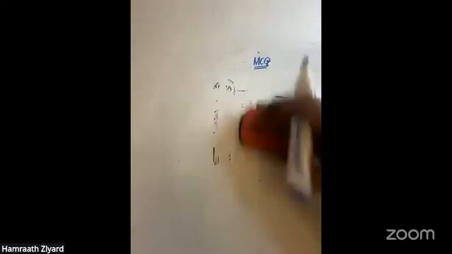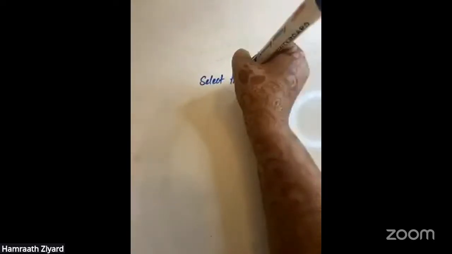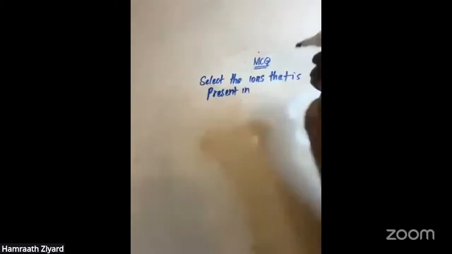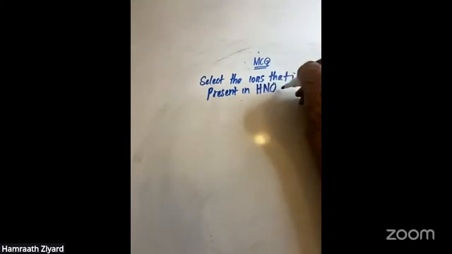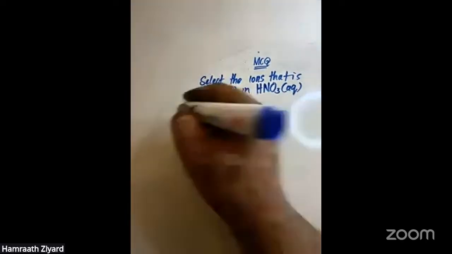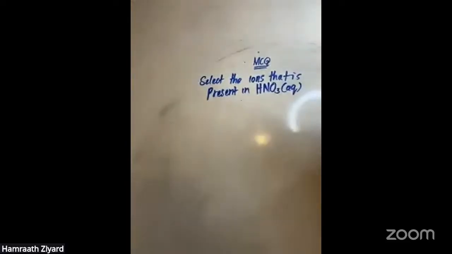Now in the exam paper, they can ask you, select the ions that are present in nitric acid aqueous medium. So now they have given you 4 options. Option number 1. Now I don't want to give you options. Let's see what ions are there.